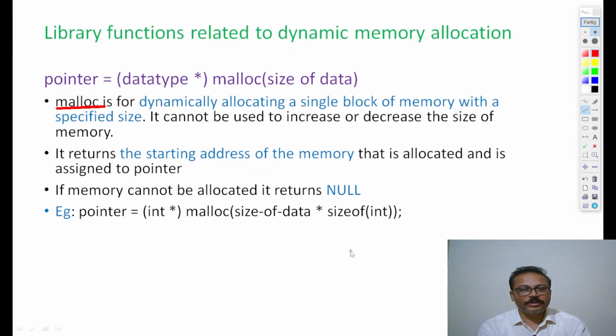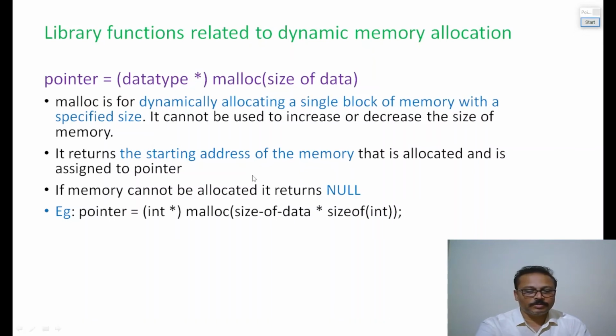So you have to specify size of data. If you have 10 data items, you should not specify just 10. 10 star size of int. You don't bother about what is the size of int. You just use size of function. So if integer occupies 4 bytes, then 10 into 4, that is 40 bytes will be allocated, not reserved actually. It's better we don't use that term. So malloc function, this will be commonly used one.